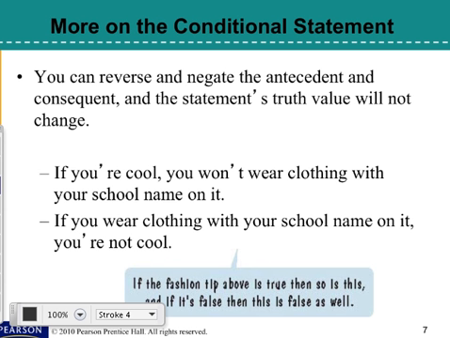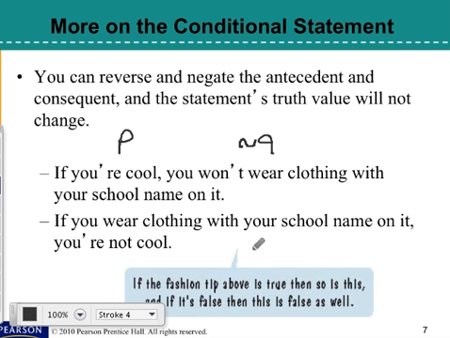All right, now here's a silly question. If you're cool, you won't wear clothing with your school name on it. If P, then Q. Now, if I turn that around and said, if you wear clothing with your school name on it, you're not cool. Now, notice that I guess I could call this not Q, right, for not wearing clothing with your school name on it.